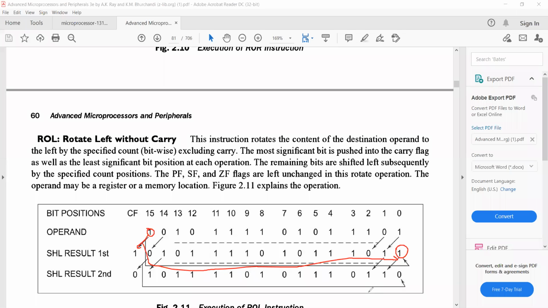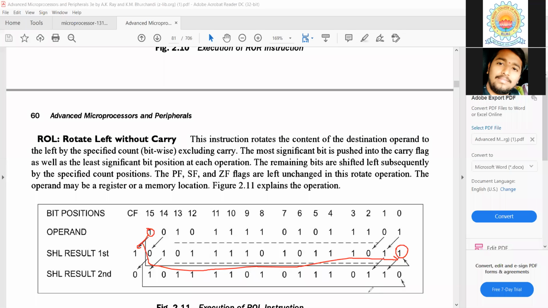When you are doing a right operation, the LSB bit will occupy the MSB position and the carry flag. When we are doing a left operation, the MSB bit will occupy the carry flag and the LSB position. That is the meaning. Next, we will see with carry.